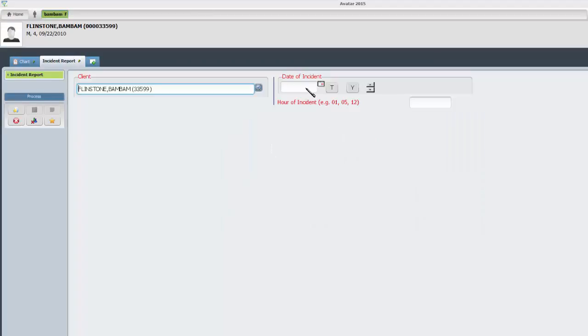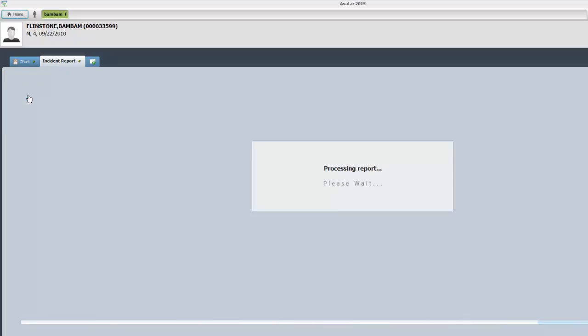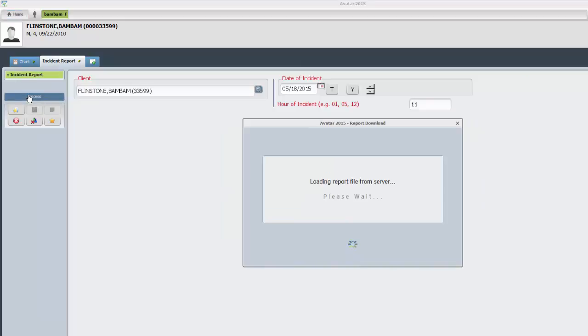And what you will notice is not only do you need the date of the incident, but you need the hour of the incident. This is a 2-digit number. So if it was, for instance, 1 o'clock, you would need to type in 01. In this case, it was 11 a.m. So I'm going to type this in and then I'm going to click process and it's going to run that report. And that is the way that you do an incident report.